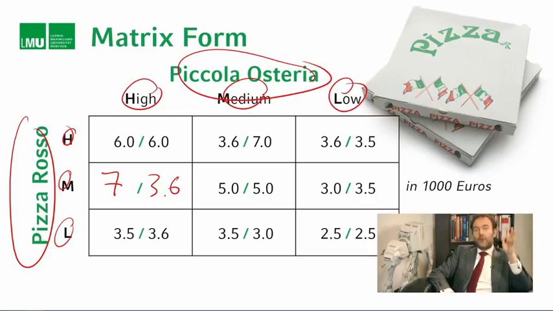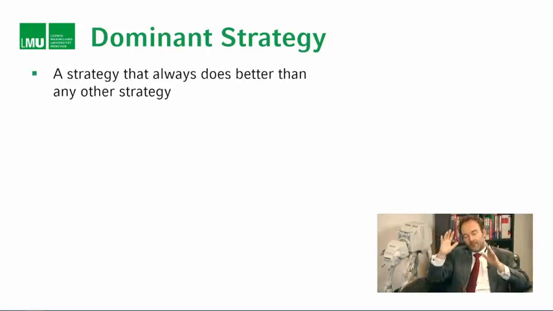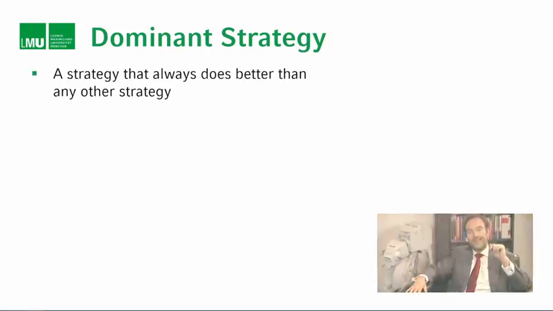From that, we can try to find out what outcome is likely to happen. To help this along, I want to look at two particular concepts. One is a dominant strategy. A dominant strategy is a strategy that always does better than any other strategy, regardless of what the other players do. So a rational player will always choose a dominant strategy.